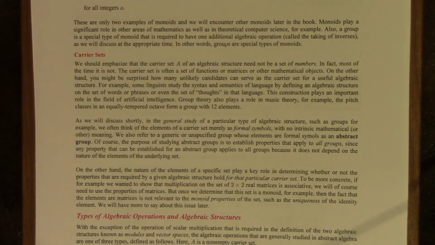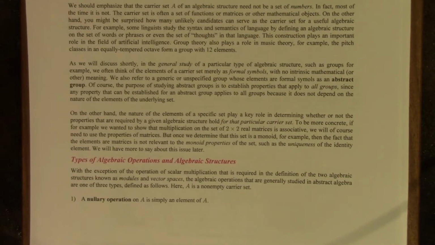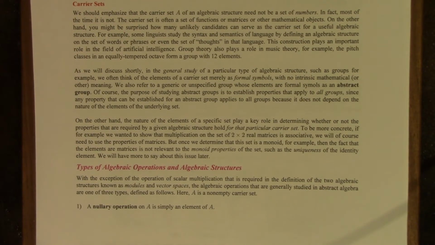On the other hand, you might be surprised how many unlikely candidates can serve as the carrier set for a useful algebraic structure. Just as an example, some linguists study the syntax and semantics of language by defining an algebraic structure on the set of words or phrases or even the set of thoughts in a given language. And this construction plays an important role in the field of artificial intelligence. Group theory, for example, also plays a role in music theory. For instance, the pitch classes in an equally tempered octave form a group with 12 elements.